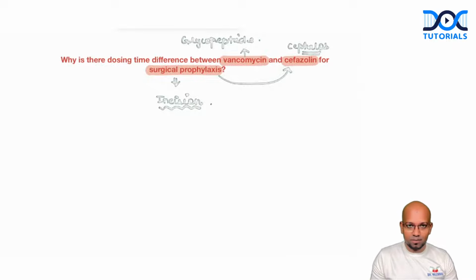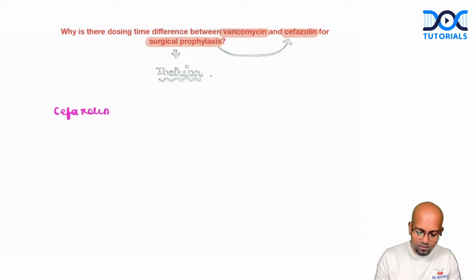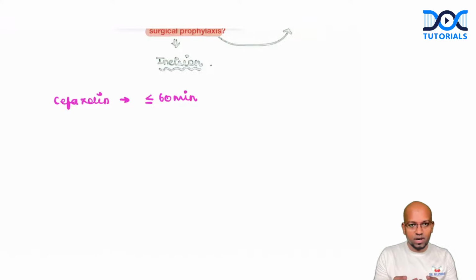Now, why is there a dosing time difference? First of all, how do we administer these two drugs, especially for surgical prophylaxis? Whenever we administer cefazolin, it has to be administered less than or equal to 60 minutes before the surgery. So we can administer it within 1 hour of the time we are planning to start the surgery. For example, if you are planning to start the surgery at 10 o'clock in the morning, we can start administering cefazolin from 9 o'clock.